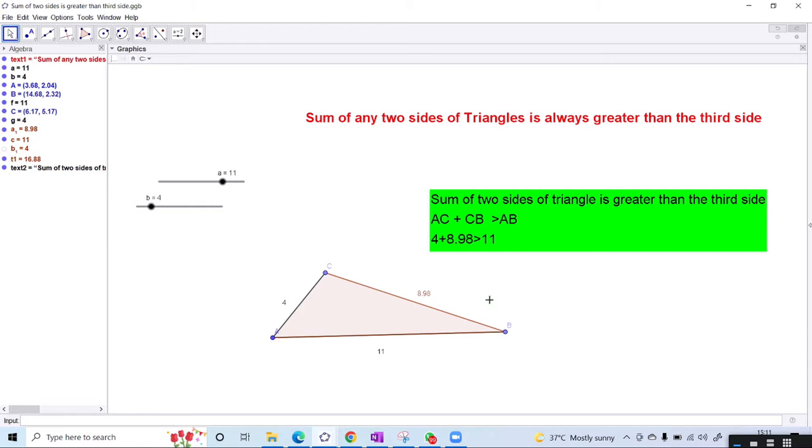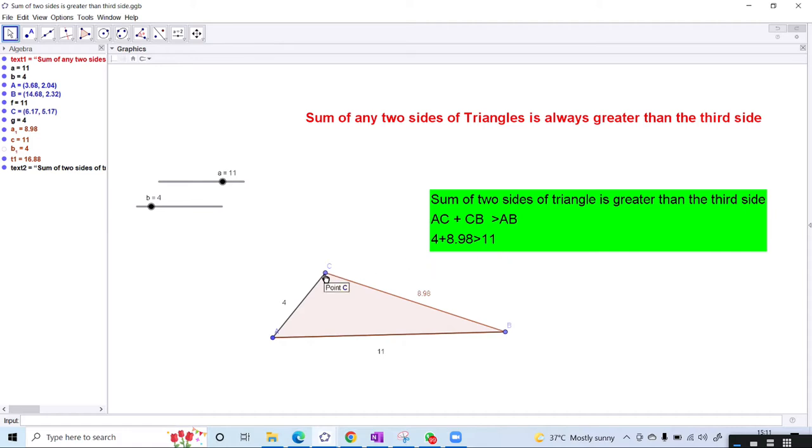Right. So, there is something written on this green: AC plus CB is greater than AB. AC's measure is 4, CB's measure is 8.98. So, what is the sum of the two? It is 12 point something. Isn't it greater than 11, the third side? It is. Yes. So now, I'll just show something here.